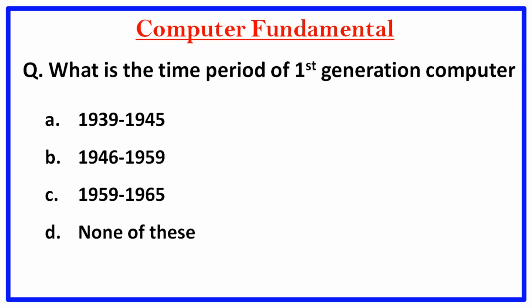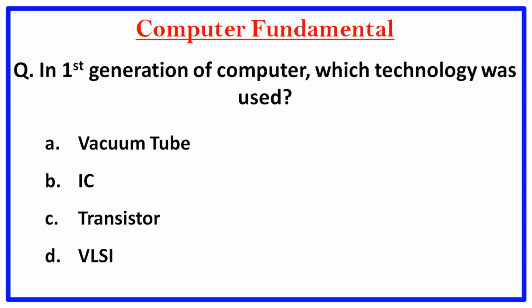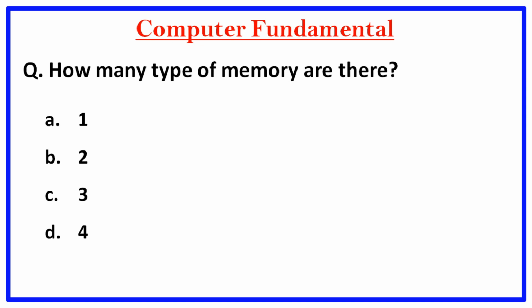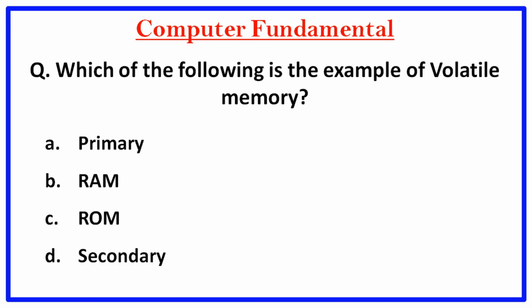Next question, what is the time periods of first generation's computer? Right answer is 1946 to 1959. Next question, in first generations of computers, which technology was used? Right answer is vacuum tube. Next question, how many types of memory are there? Right answer is 2.